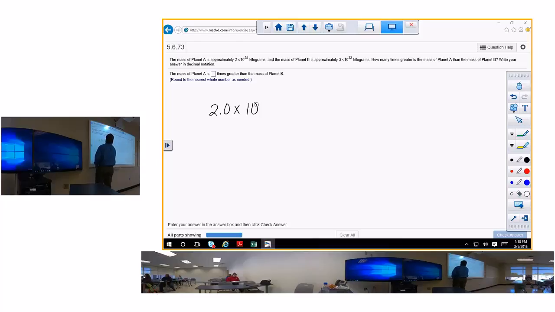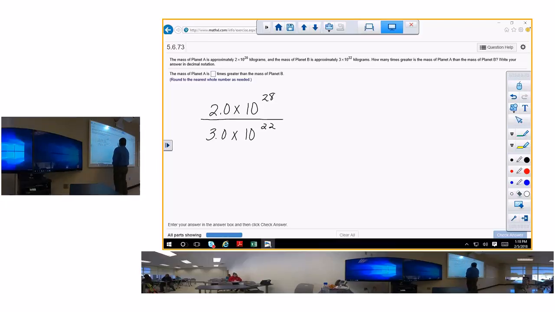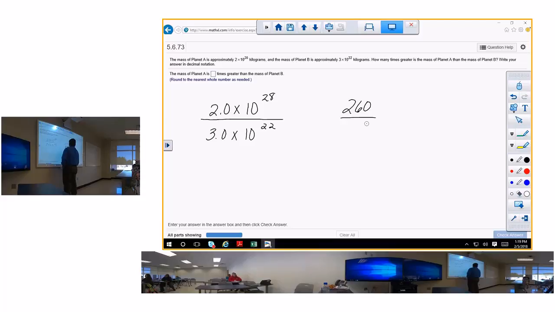2.0 times 10 to the 28th power over 3.0 times 10 to the what? 22nd power. Just like we did 260 over 100. The larger one goes on top. So this is 2.6 times, oops, I just did moving the decimal 2 places. So that'd be 2.6 times larger.